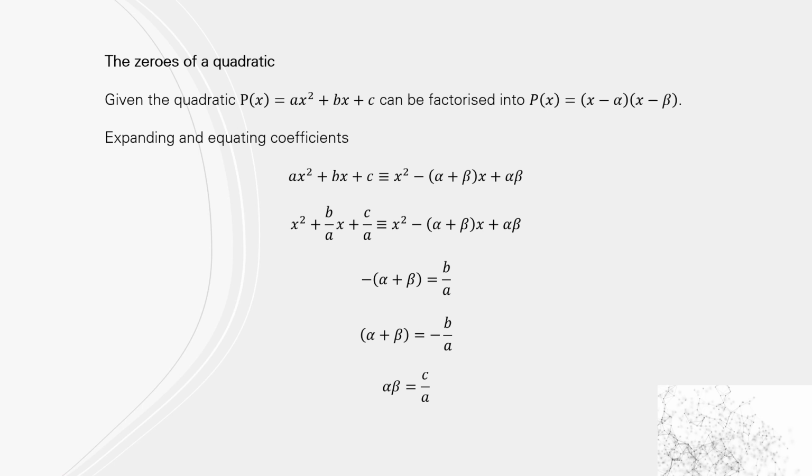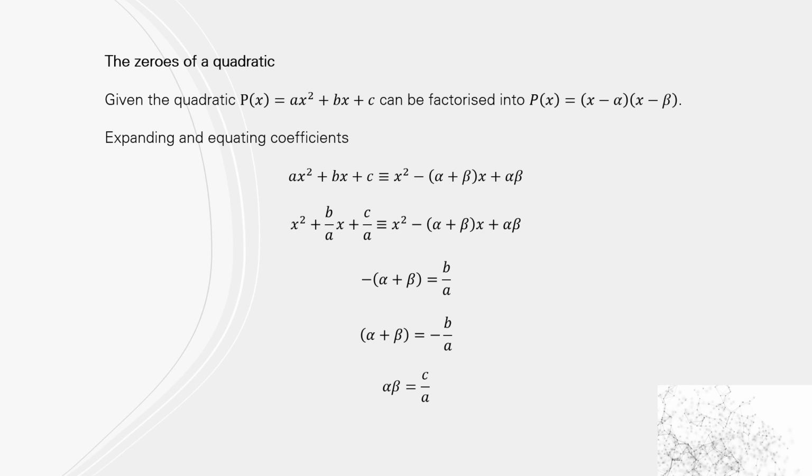So we know that the quadratic can be written in the form of ax squared plus bx plus c. And if we have roots of alpha and beta, then we could factorize that to x minus alpha, x minus beta as our two brackets that they would come from. So expanding the right-hand side and equating our coefficients. So when you expand x minus alpha, x minus beta, you get x squared minus (alpha plus beta)x plus alpha beta.